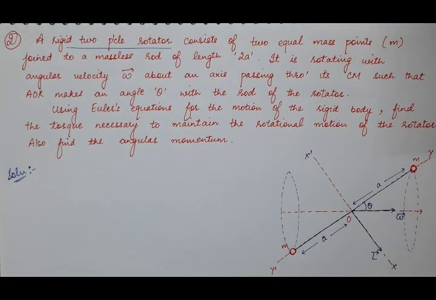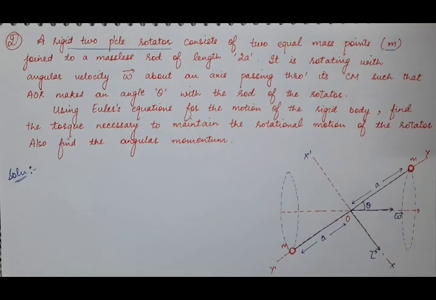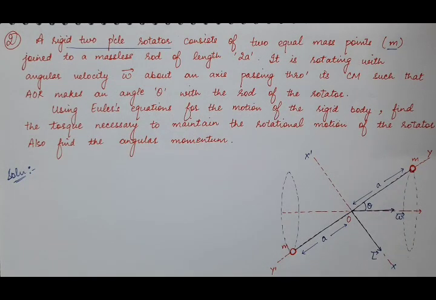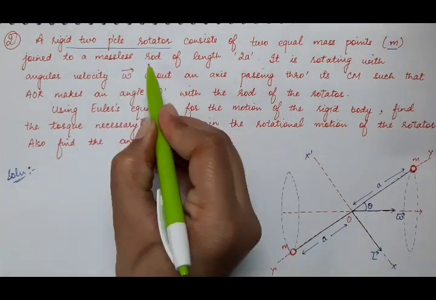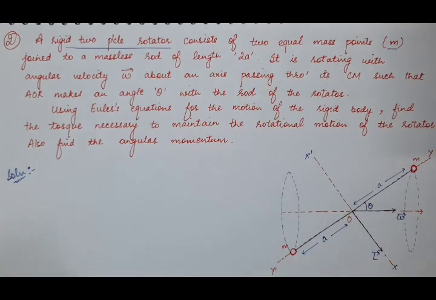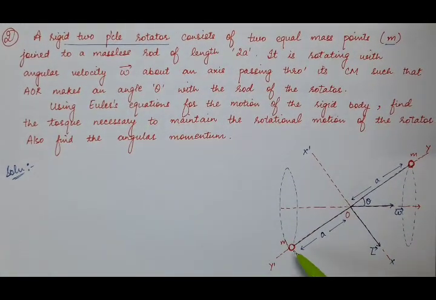and as we all know, a two-particle rigid rotator consists of two point masses having equal mass, and that equal mass is suppose small m, and these two point masses are joined to a massless rod having length 2a. So here we have two point masses having equal mass small m, and they are connected to a massless rod of length a plus a, that is 2a.